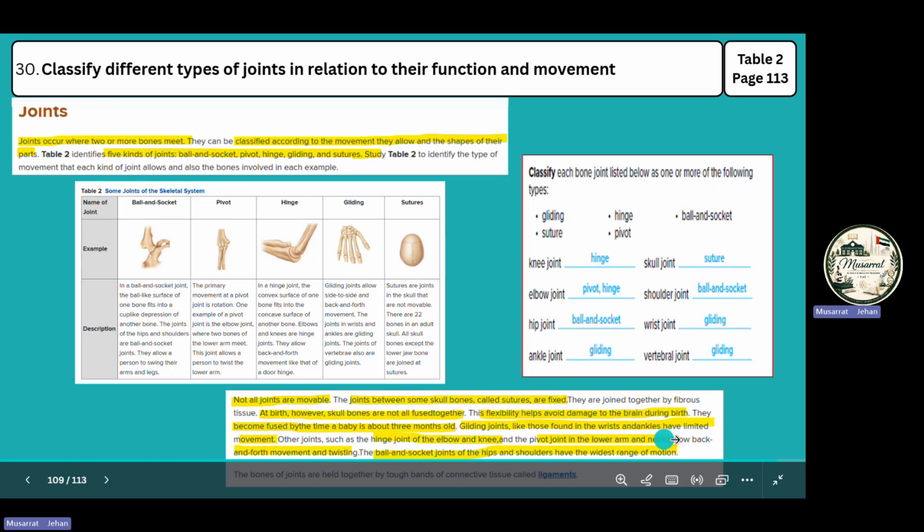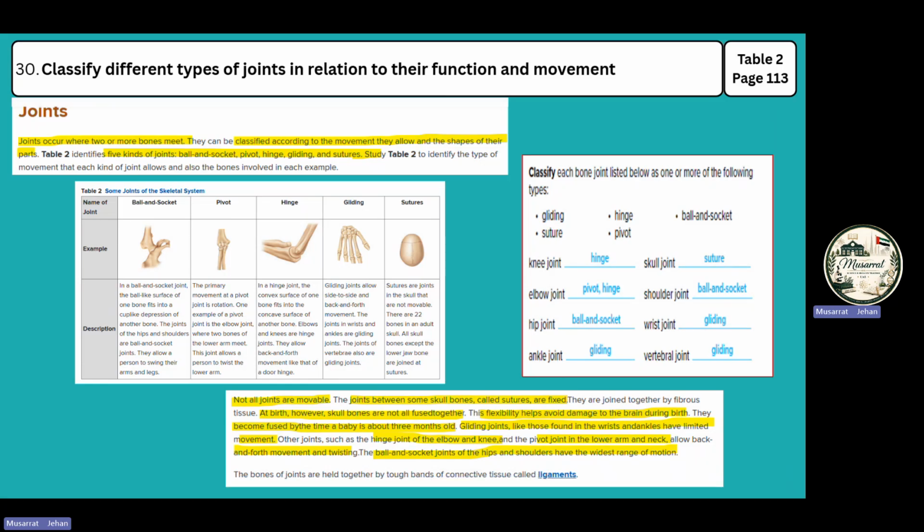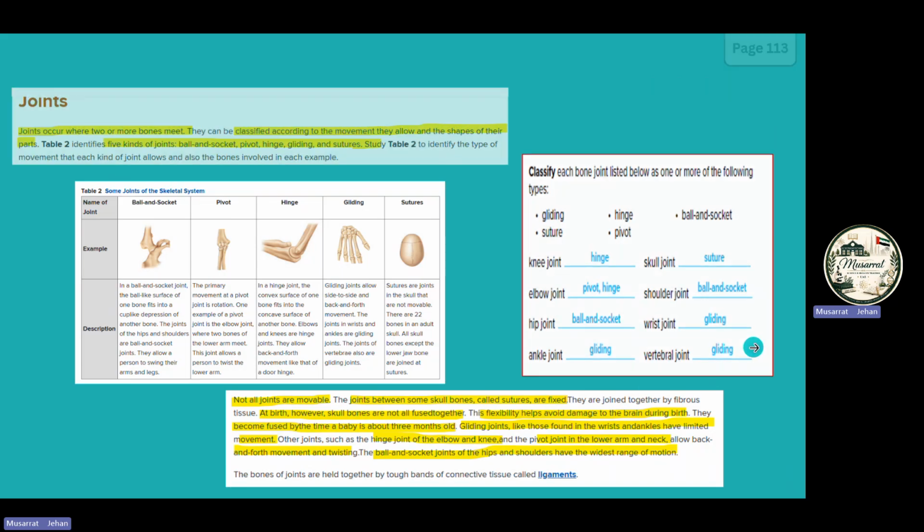Gliding joints are found in the wrist and the ankles. Limited movement. Hinge joint, elbow, and knee. Again, I will say, know the examples of all the joints. Like, knee joint is what type of joint? Hinge. Elbow, hinge, and also pivot for the lower arm to rotate. Hip joint, ball and socket. Ankle joint, gliding. Skull joint is suture. Shoulder joint, ball and socket. Wrist, gliding. Vertebral, gliding joint.